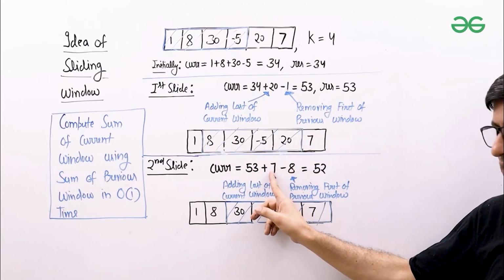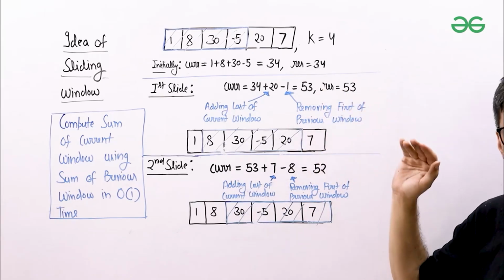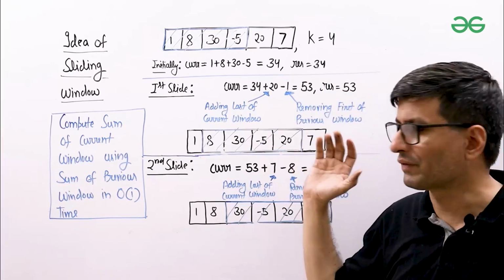So we subtract 8 and add 7. So we get 52, which is not more than the current result. So we keep the result as 53. Our output is going to be 53 here.